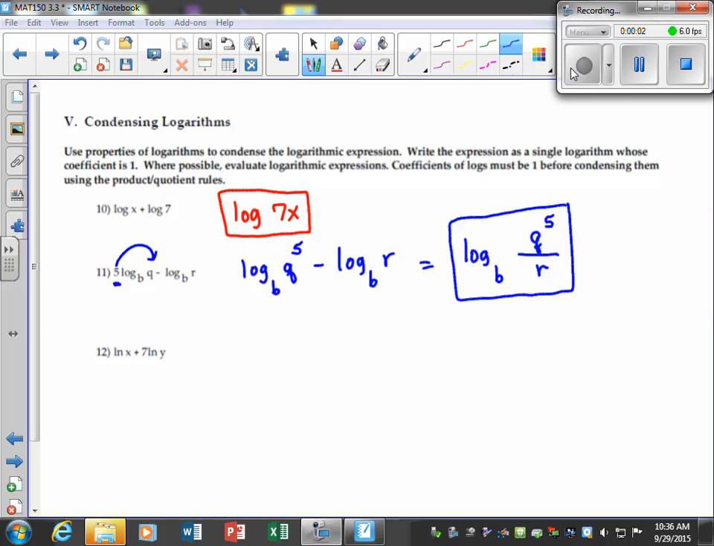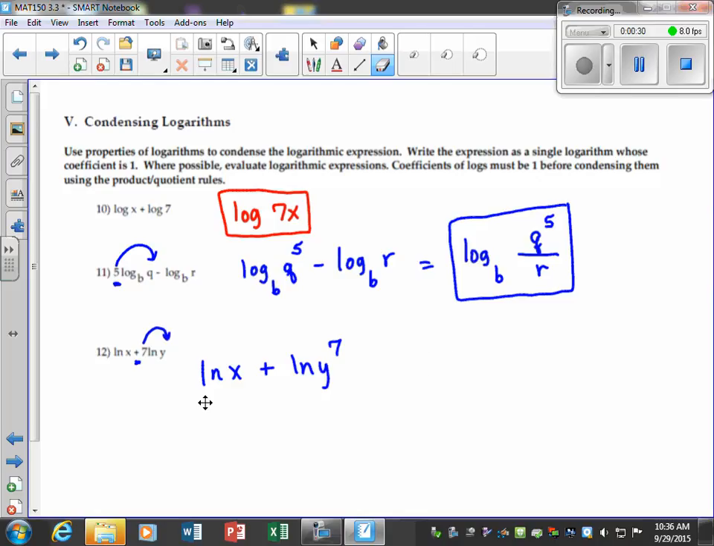Okay, we pick back up with number 12, and because that's addition, we can say natural log of x plus, first thing we want to take care of is this coefficient and rewrite it as an exponent. So now once the coefficients are both 1 and we're left with the natural log and the natural log, we can say the natural log of xy to the 7th.